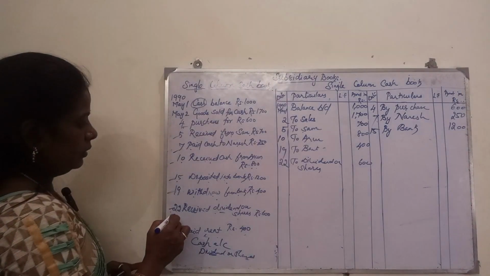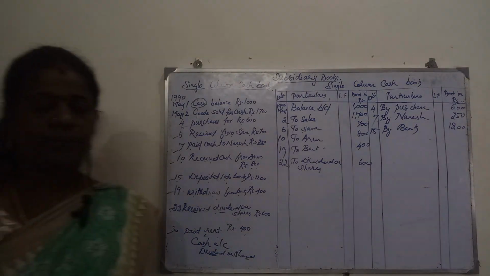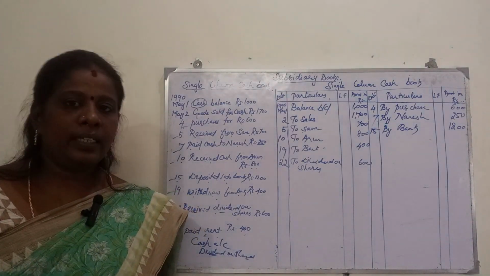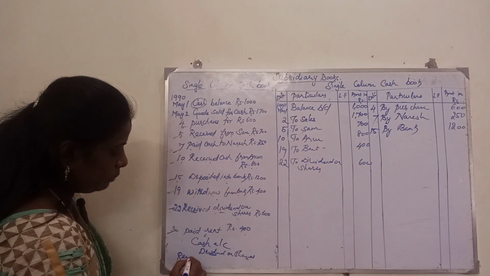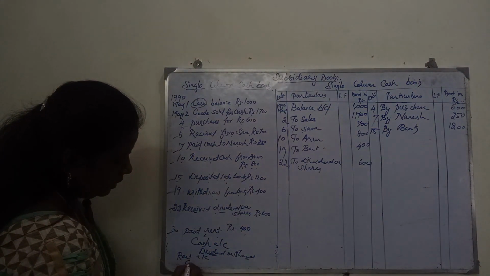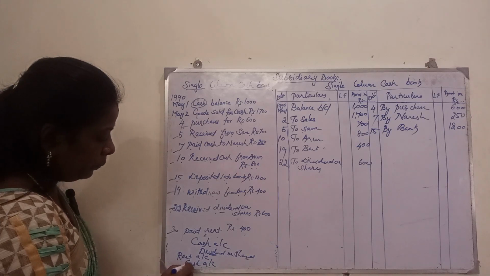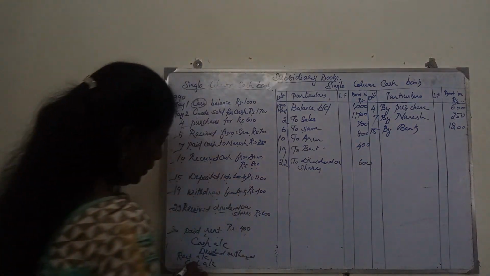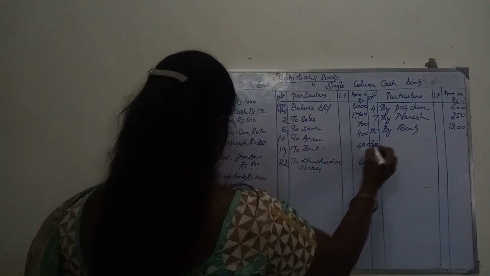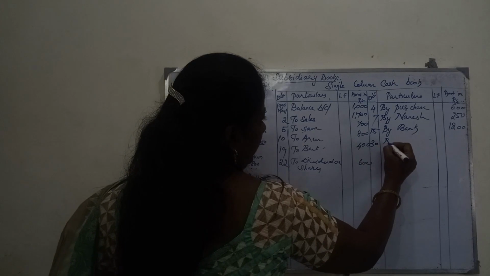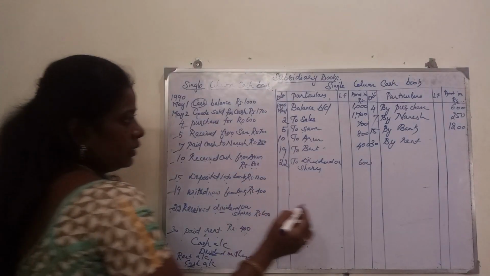And the last one is paid rent rupees 400. Cash paid for rent. Rent is an expense, so particular expenses have to be debited. Rent account debit. Cash is going out, so cash account credit. So cash is on the credit side. On the credit side, on the 30th, by rent. Cash paid for rent. The amount is 400.